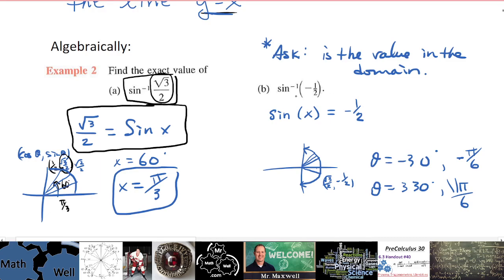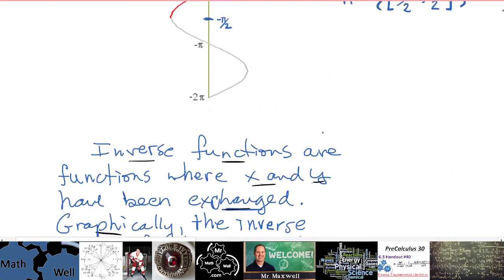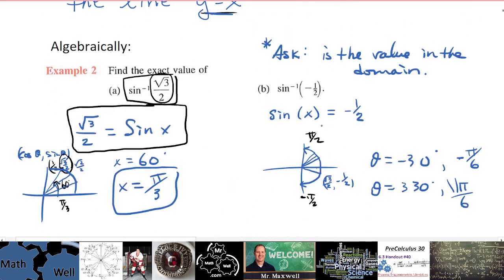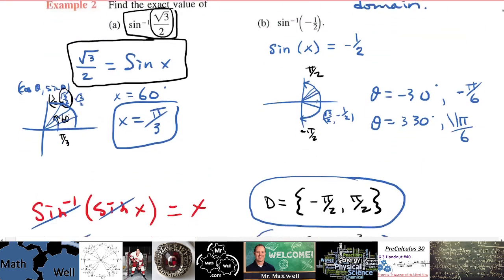Another one here, sine inverse of negative 1. We have to make sure that this is in the domain of the function. So really, it's negative pi over 2 to positive pi over 2. I know it looks like we wrote that down as the range here, but that means that for the original function, that is the domain. So these values have to be between negative pi over 2 and pi over 2.